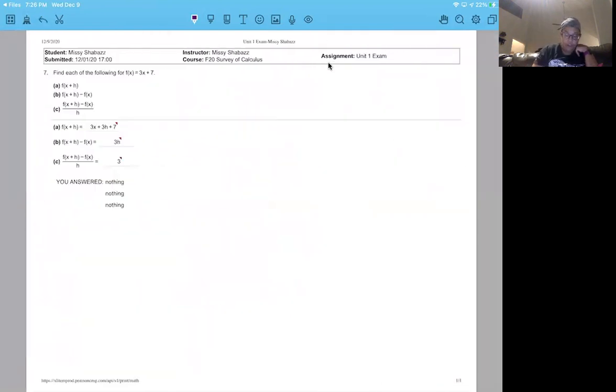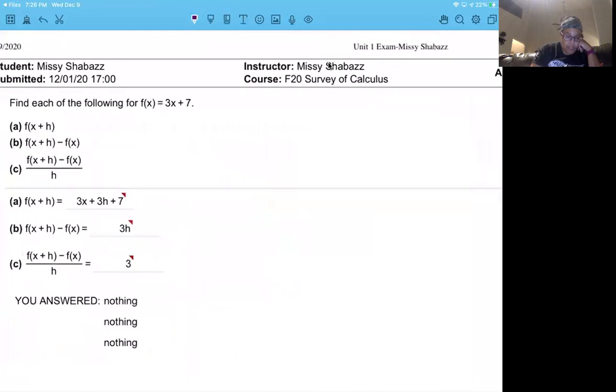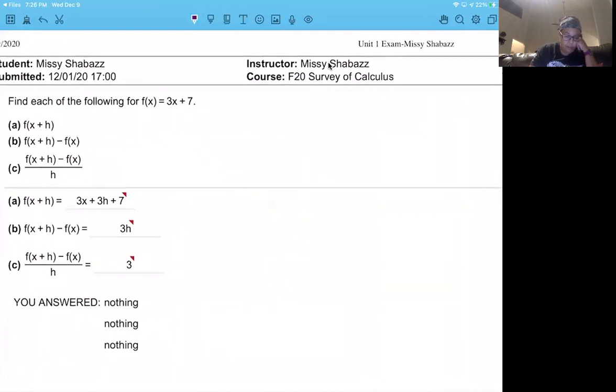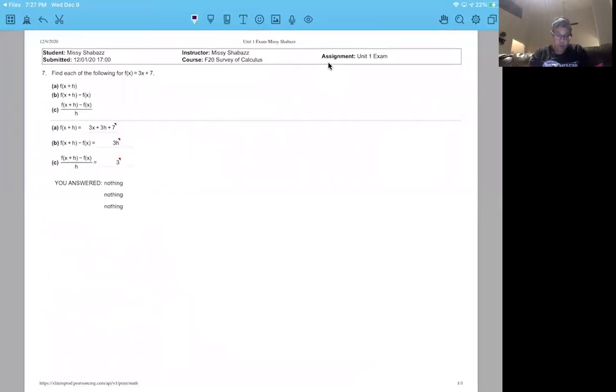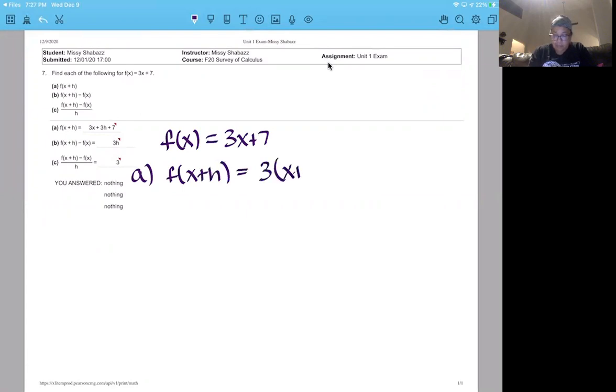All right, next question. For each of the following, find, where f(x) equals 3x plus 7. Here's my function, 3x plus 7. Part A is just find f(x + h). That is going to be 3 times (x + h) plus 7. So I'm just going to distribute the 3, and I get 3x plus 3h plus 7.